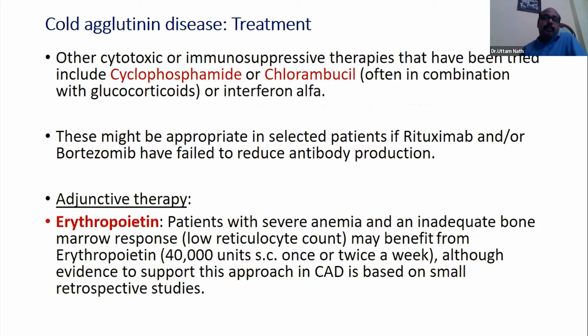Other treatment options can be cyclophosphamide, particularly high dose cyclophosphamide for severe hemolysis, often in combination with interferon alpha. Erythropoietin is an important adjunctive therapy for cold agglutinin disease, particularly in patients in whom the retic count is on the lower side. Although these are retrospective studies, in small studies, erythropoietin can work and buy time for the B-cell targeted therapies to work.